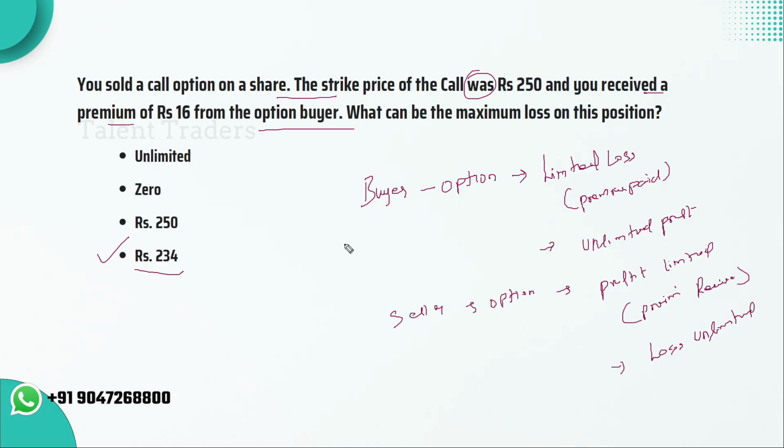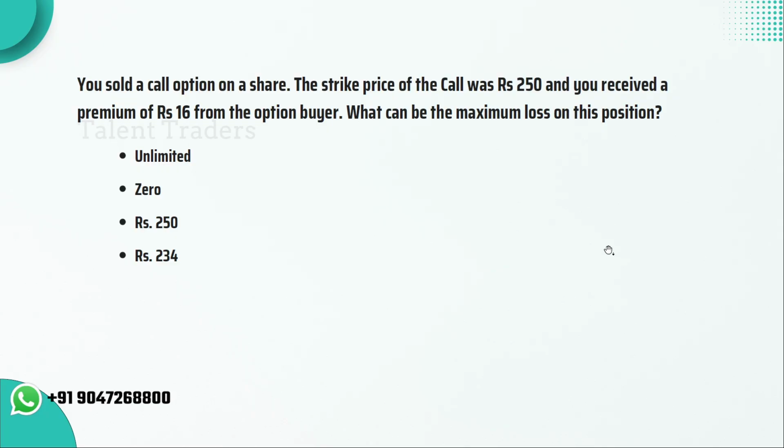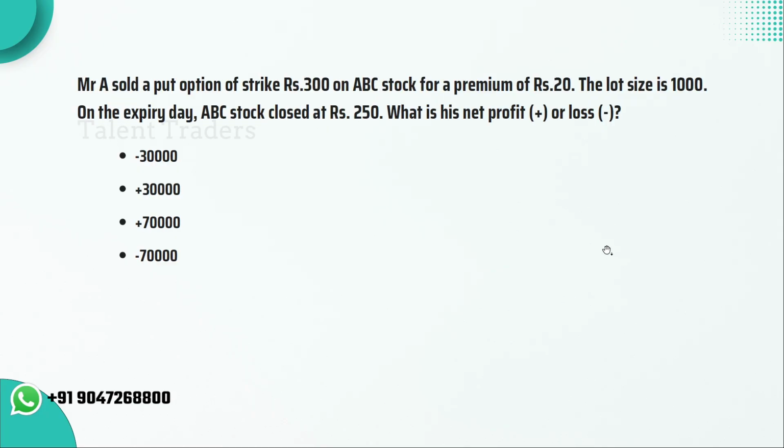So the seller of the call option, sold and seller are both the same. For the seller of the option, loss is unlimited. What should be the maximum loss in this case? It is unlimited. So whether you know this logic or not, maximum loss is unlimited. This is also one more question we can answer once you understand the logic.